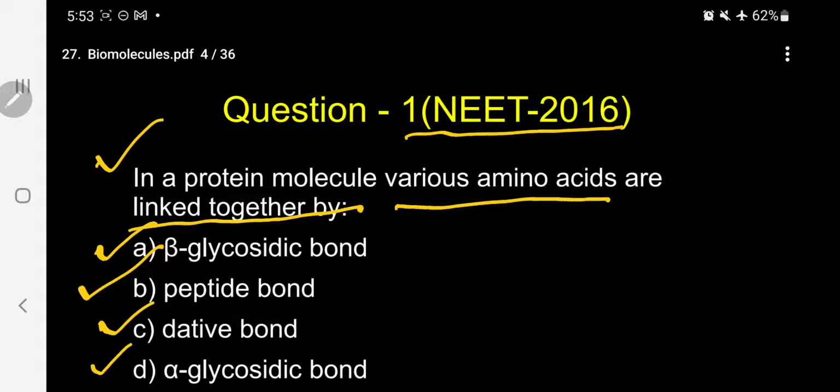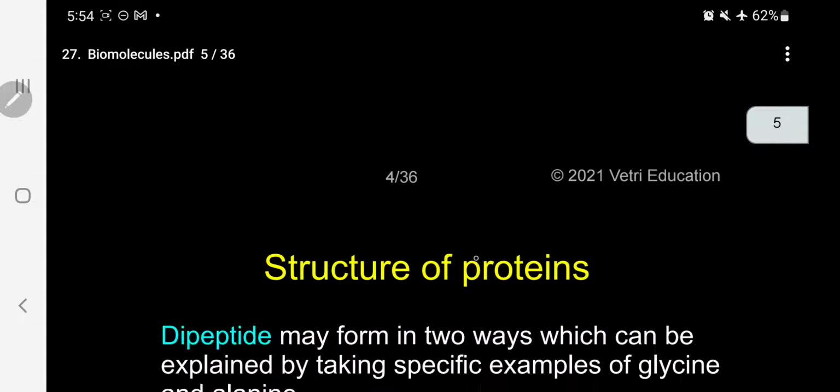Actually, if you just go through all these four, first one, beta glycosidic, is connected with carbohydrate. The peptide bond is only connected with protein. Dative bond is nothing but coordinate covalent bond. Alpha glycosidic is again carbohydrate. So the probable answer may be peptide bond. Let me explain what a peptide bond is and how it is formed.